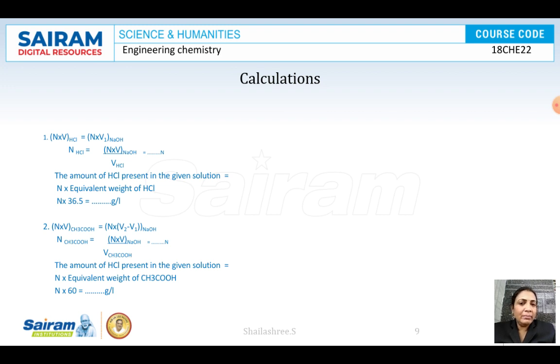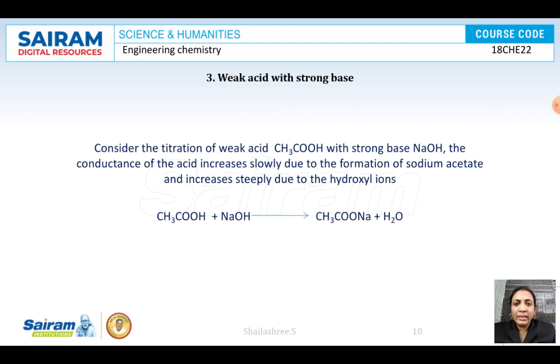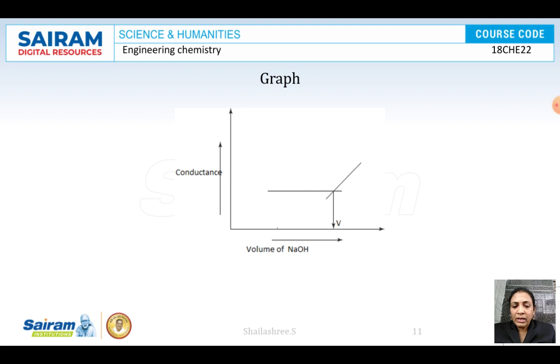By any other methods, if a mixture of acids is given, it will be very difficult to find out. That can be determined by using conductometric experiments. The third application of the conductometric analysis is if only a weak acid is given and we are titrating against the strong base. The conductance will be slowly increasing and then there will be a steep increase in the conductance. As we know, the conductance of sodium acetate is less, so we get a slow increase in conductance values. When you plot the graph, you will be getting a graph like this.